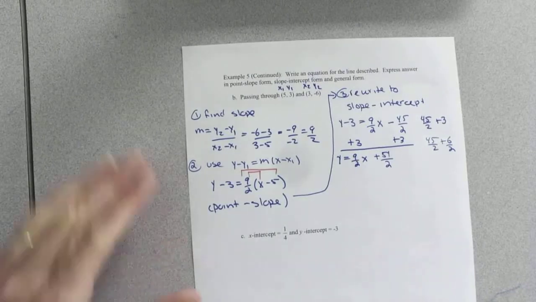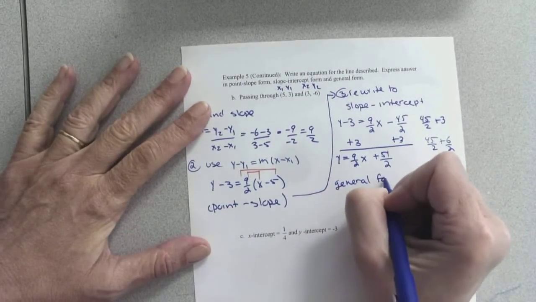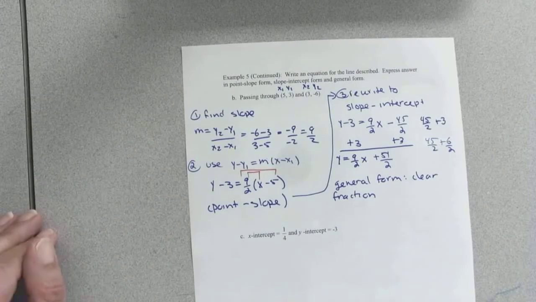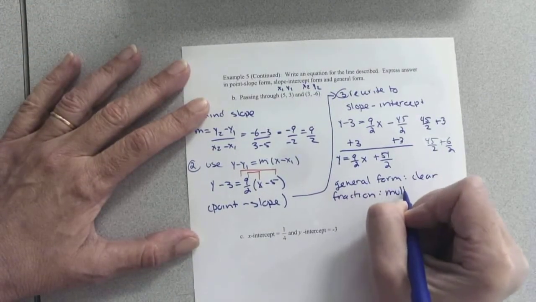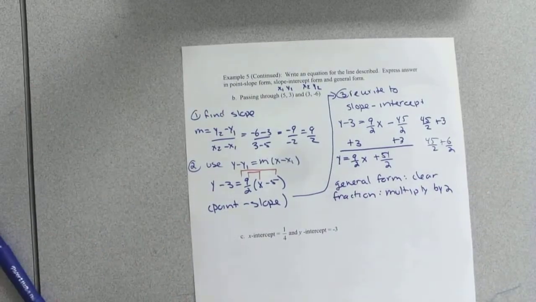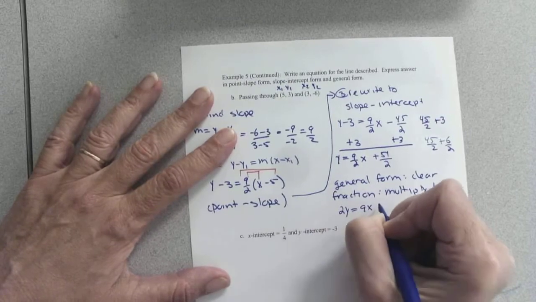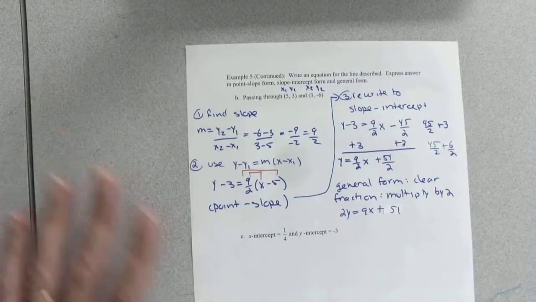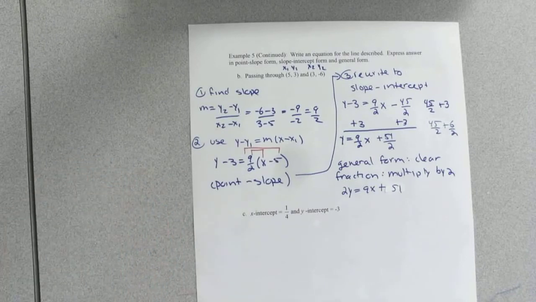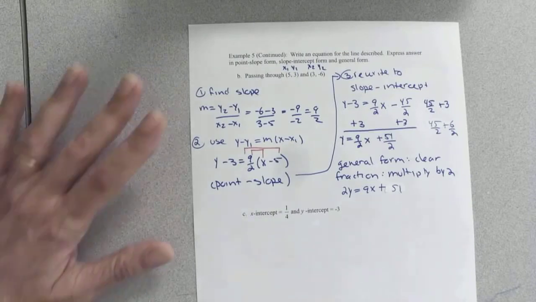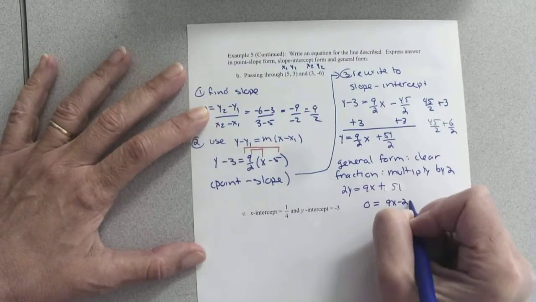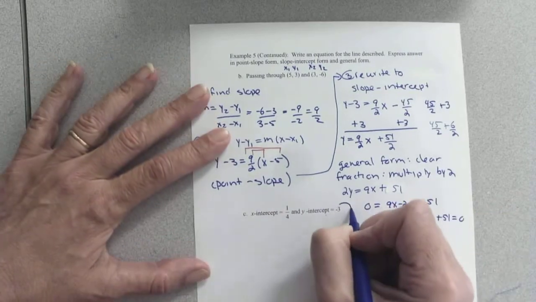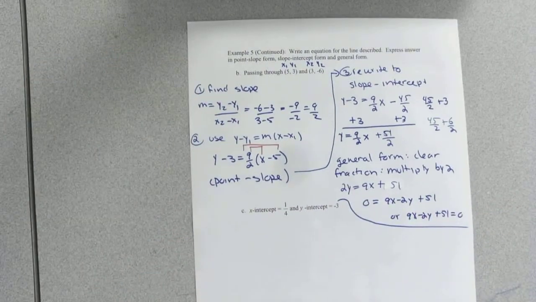Then general form. Clear the fractions. So I multiply everybody by 2. So I would get 2y equals 9x plus 51. Then everybody on one side, the x positive. That's just the way your textbook goes. So 0 equals 9x minus 2y plus 51, or 9x minus 2y plus 51 equals 0. And there's my general form.